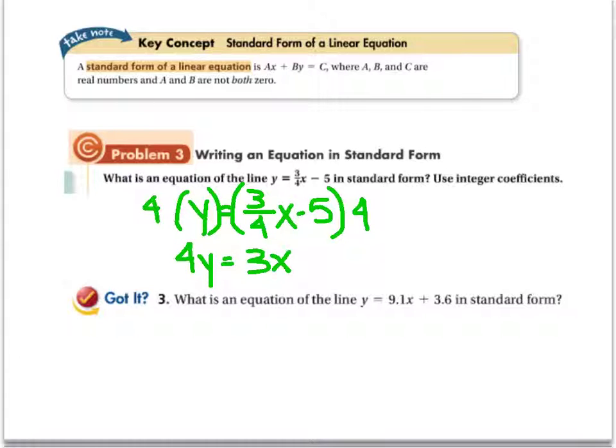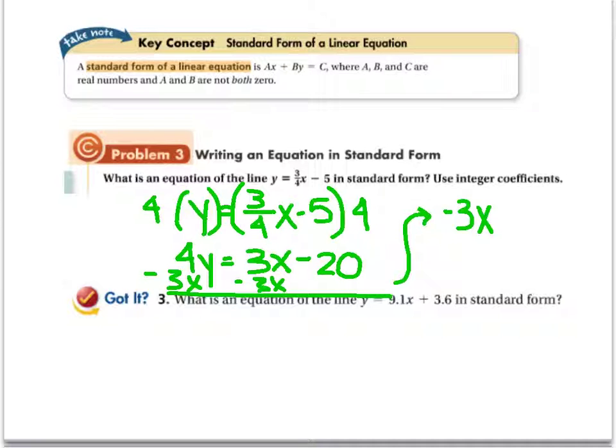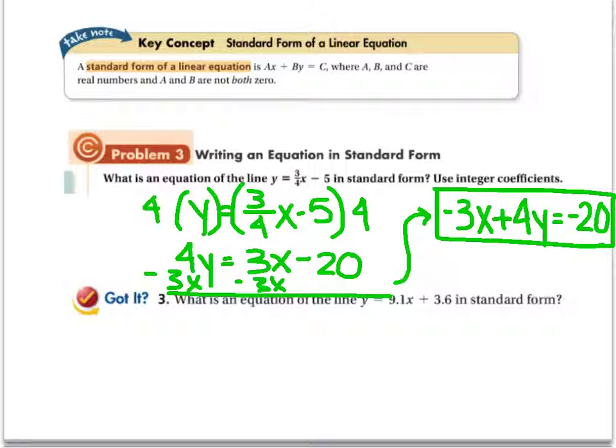4y equals 3x minus 20. If you're multiplying the right-hand side by 4, each term gets multiplied by 4. So now we've done away with our fraction, which is great. Now we need to get it in standard form, so we need to have it as ax plus by equals c. I am going to subtract 3x from both sides, and I end up with negative 3x plus 4y equals negative 20. And that's your standard form of the equation. Your x plus y equals a number is standard form.